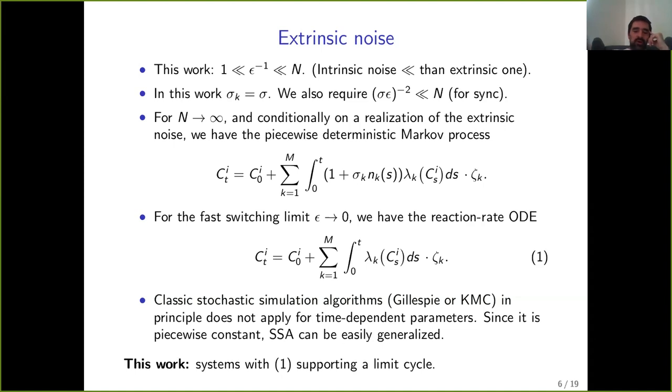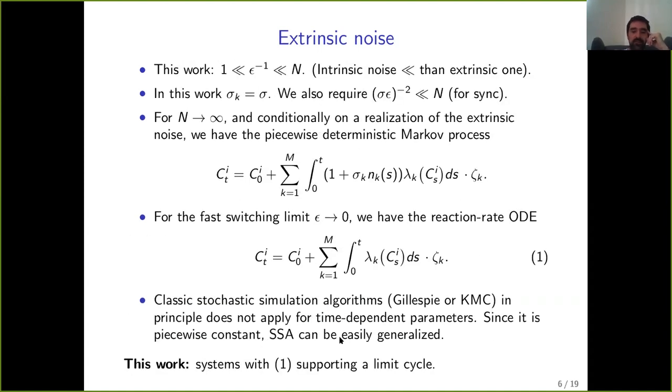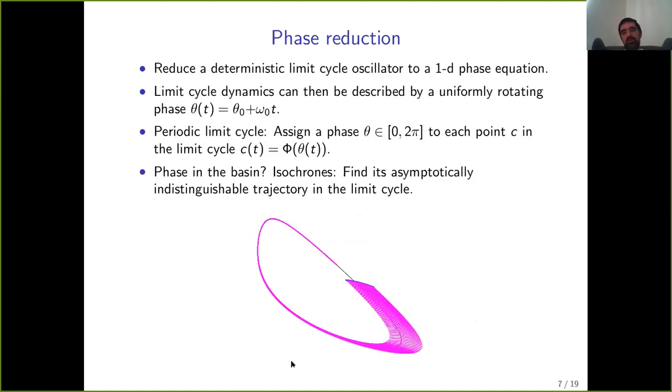Okay, so in this work we are interested in stochastic systems such that the deterministic counterpart supports a limit cycle. In order to check that the system is synchronizing, we need to compute the phase, and one very well known method, especially in this panel, for computing the phase is to use a phase reduction. Here I'm talking about the deterministic case.